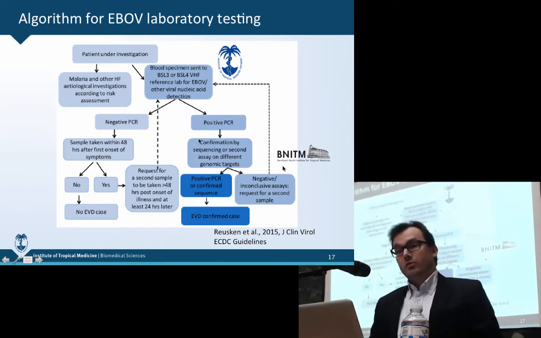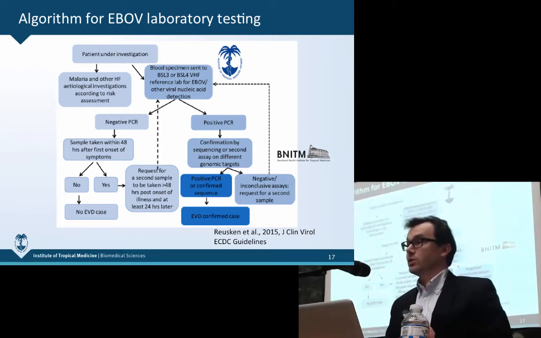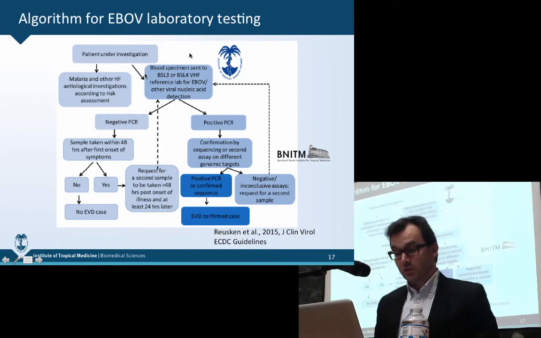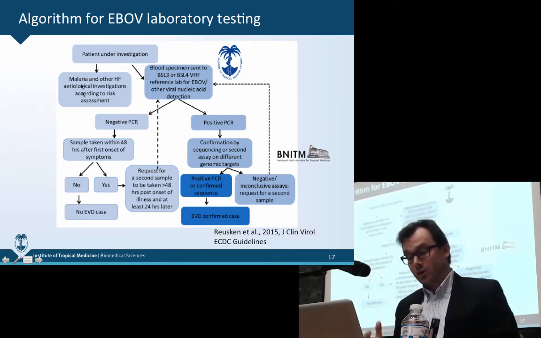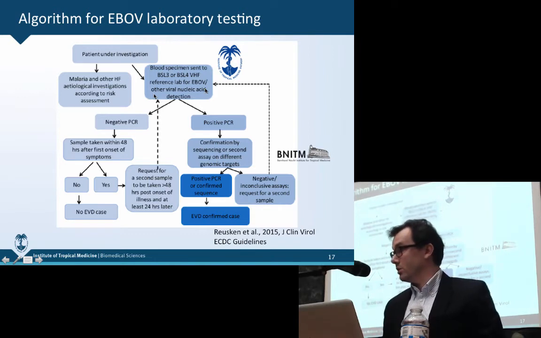Okay, so this is the algorithm for laboratory testing. Since October last year, the ITM is responsible for the diagnostic testing in Belgium as a reference center. As I said, the differential diagnosis is important. A blood specimen of a suspected case is sent to a reference lab, either BSL-3 or BSL-4. In Antwerp, we have BSL-3 level, actually BSL-3 plus level. I'll come back to that later on.